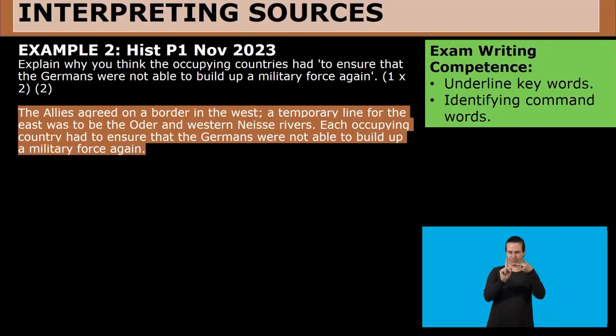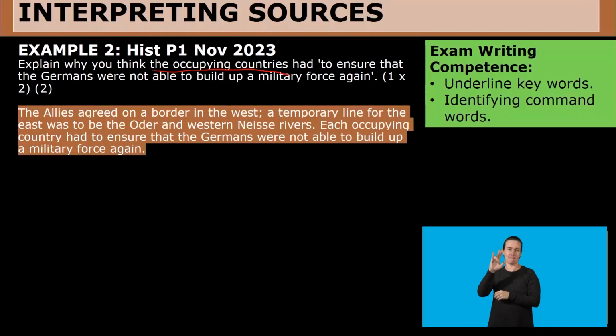Another example is: explain why you think the occupying countries, and I'm going to underline the occupying countries, you have to know those from studying. Which countries occupied Germany and Berlin after the war? That is very important. So explain why you think the occupying countries had to ensure that the Germans were not able to build up a military force again. This is straight from the source, in inverted commas. You get given a caption again and the actual source.